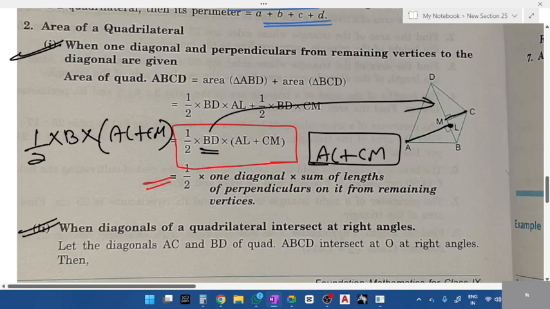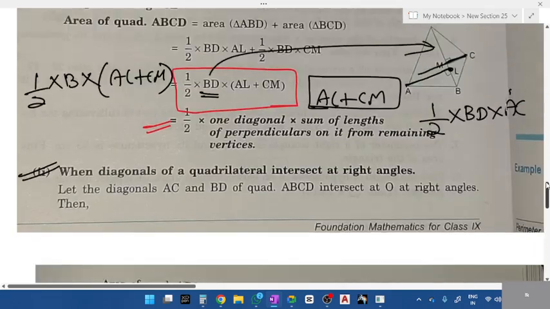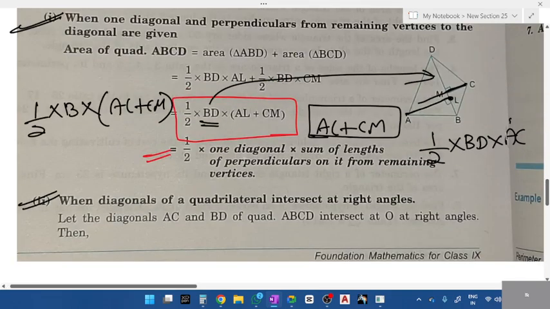If this AC line was straight, students, what's the formula we get? Half into BD into AC. Just because it is not straight, we have taken those lines to add them. That is the formula you get. Okay. And read these words, whatever is written: one diagonal into sum of length of perpendiculars of its remaining vertices. Okay, ignore that. That sentence is not required. Only the formula is required.